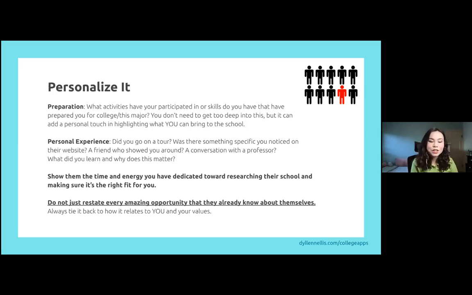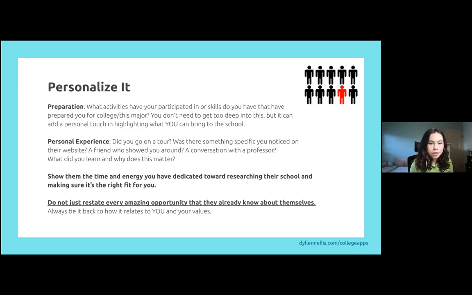Another thing is you don't want to just restate every amazing opportunity that they already know about themselves. You can talk about the programs, the clubs, the major, whatever. That's great, but they already know what they have to offer. So it's up to you to tie what they have back into you, your own values, and what you intend to do with those opportunities.